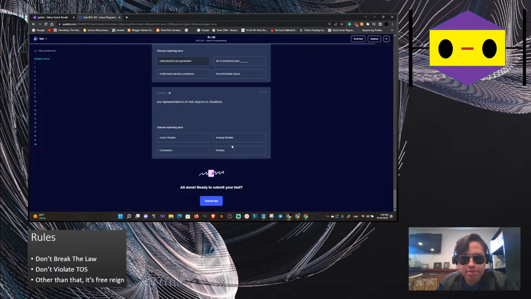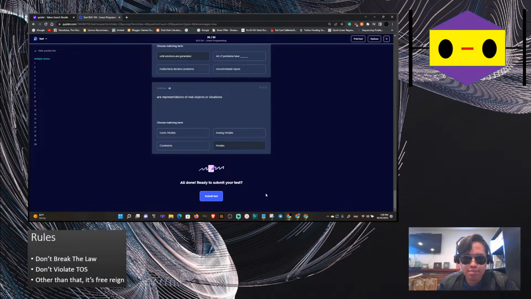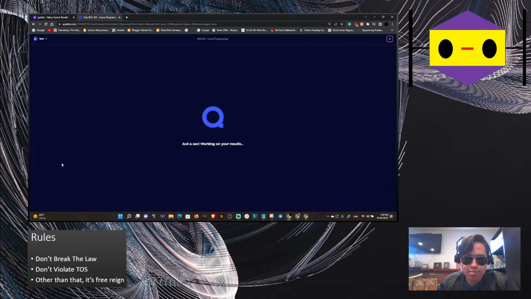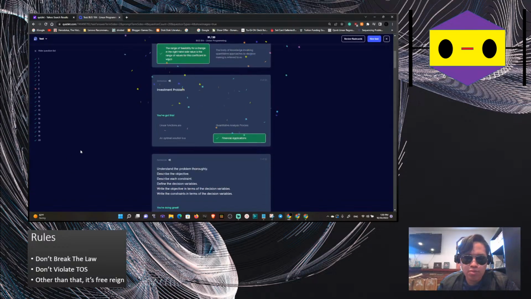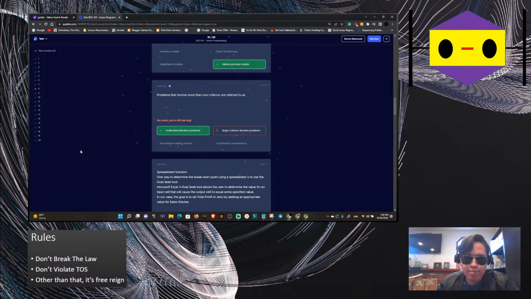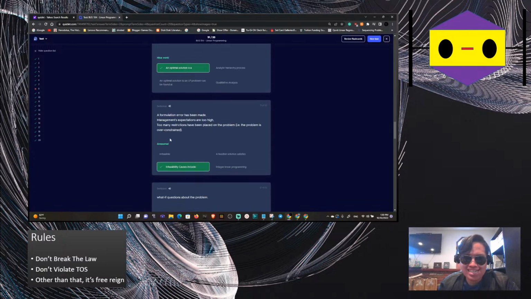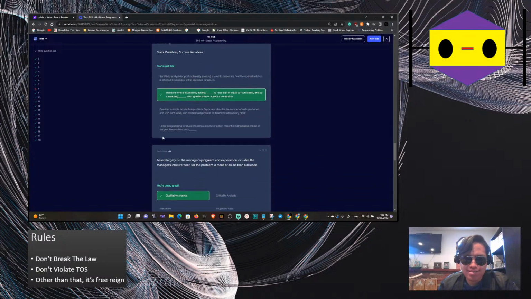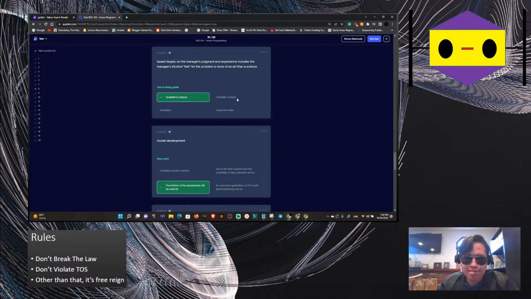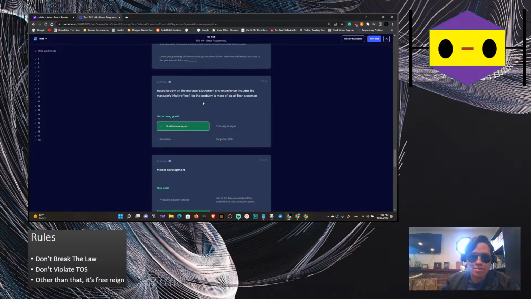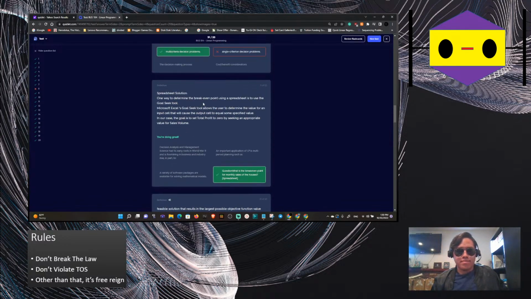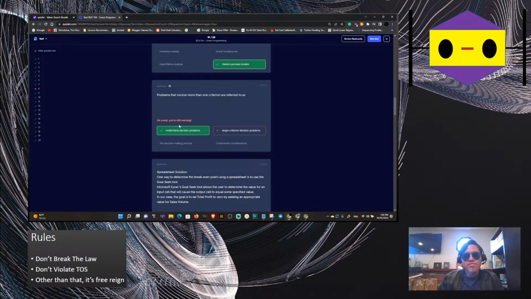I'm gonna go with models. I don't know if I've heard of analog model in Cosmic Fact. He may have mentioned it, but I would go with models there. Maybe it's the answer that I missed. No, you were correct. What did we miss then? This one right here. Let me scroll up. Problems that involve more than one criterion are referred to as multi-criterion.